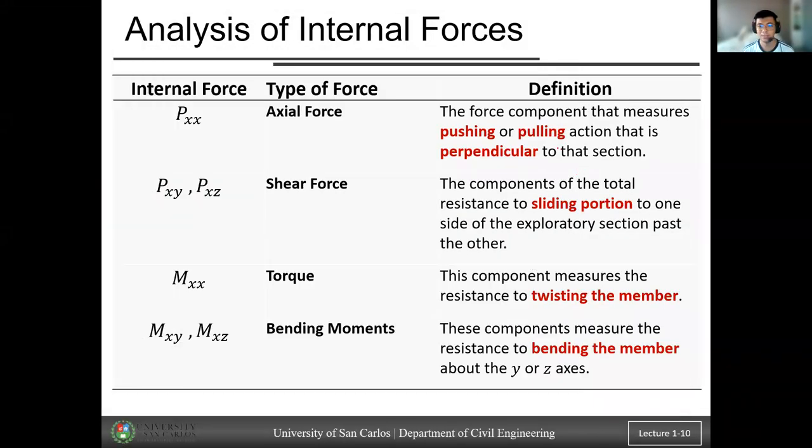So these are just the definitions of the different forces. Axial force is a pushing or pulling action. Notice that it's highlighted there. It's perpendicular to the section or to the area. Shear force is the sliding portion. Again, sliding means it's parallel to the section or to the area.